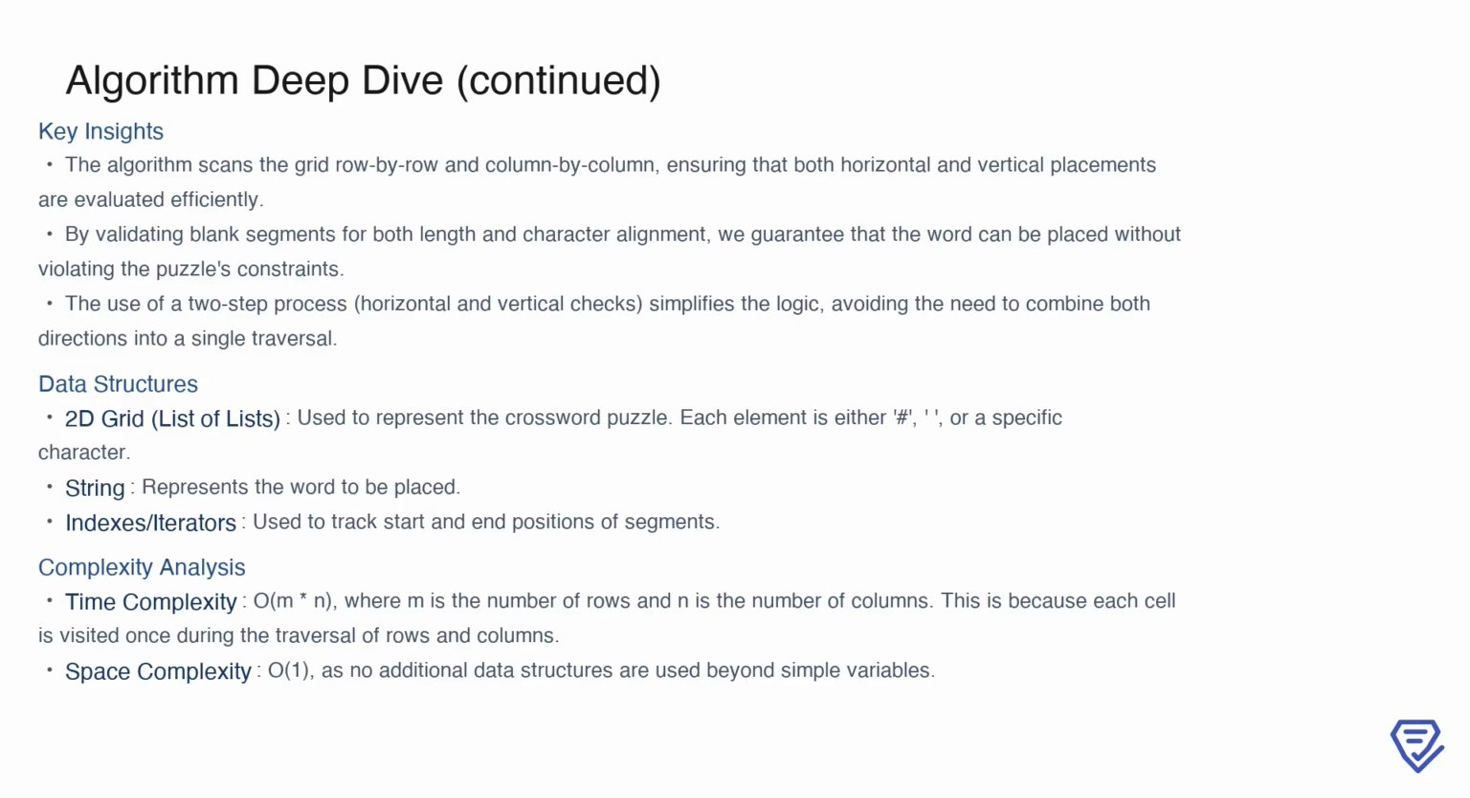The separation of horizontal and vertical checks simplifies the logic, making the algorithm easier to implement and debug. The algorithm leverages a 2D grid structure to represent the puzzle, while the word is handled as a simple string. Index variables are used to track the start and end positions of segments during traversal. From a complexity perspective, the algorithm operates in O(m*n) time, where m is the number of rows and n is the number of columns, as each cell in the grid is visited once. Space complexity remains O(1), since no additional data structures are required beyond basic variables.